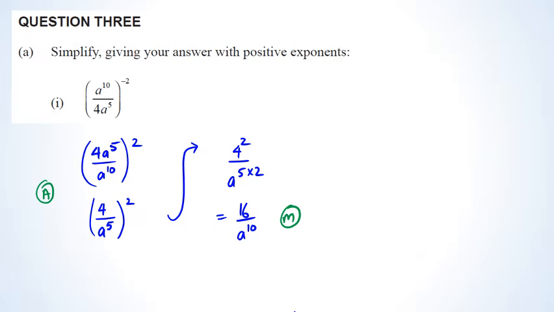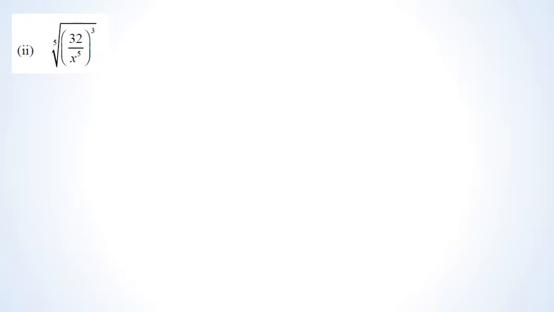Okay, let's go to part 2 of this question. So we got 32 over x to the power of 5, to the power of 3, and then the 5th root of that. So anytime you have that little 5 inside the root symbol, we can rewrite this as 32 divided by x to the power of 5, and the whole thing to the power of 3 divided by 5. Okay, that's where that 5 actually ends up being.